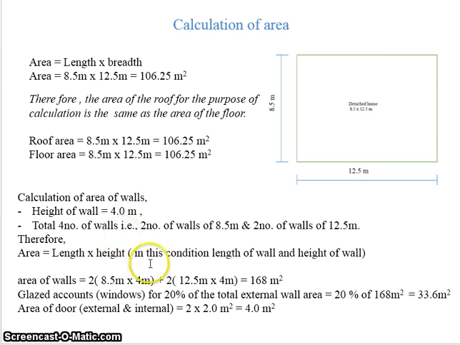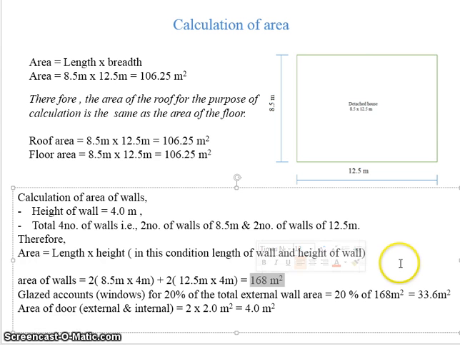Length is 8.5 meters and height is 4 meters. We have 2 walls like this, one wall and a second wall. Then 12.5 meters multiplied by 4 meters, one wall and 2 walls. That is the reason it is multiplied by 2 and 2. So totally the area of walls is 168 meter square.